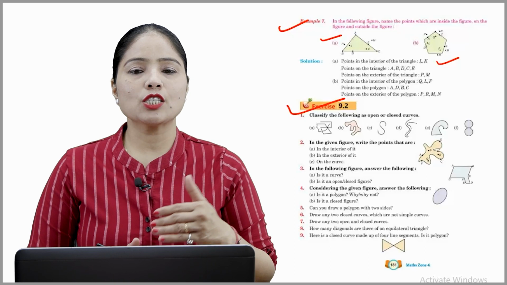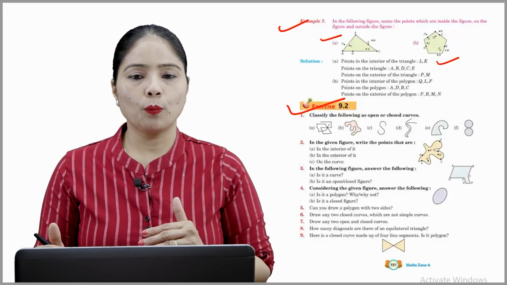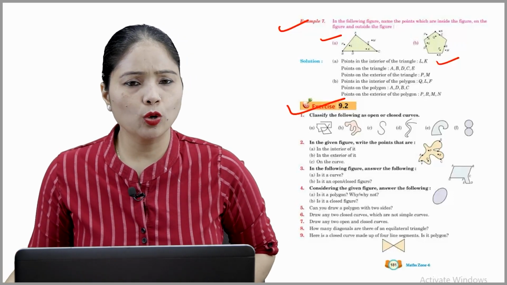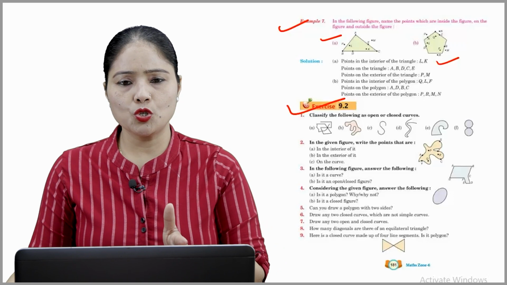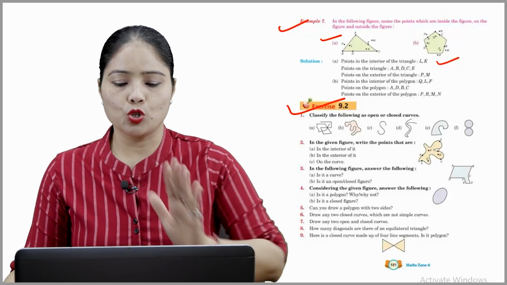Classify the following as open or closed curve. अब आपको बताना है कौन कौन सी open है, कौन सी closed है. So first one हमें क्या दिख रही है, yes it's open. Second में closed, then open, then closed and then closed beta.